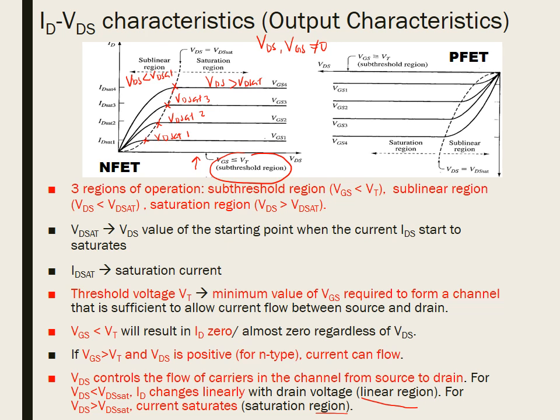VDS controls the flow of carriers in the channel from source to drain. For VDS smaller than VDSAT, IDS changes linearly with drain voltage. That is the linear region, and for VDS larger than VDSAT, the current saturates. This is the saturation region.